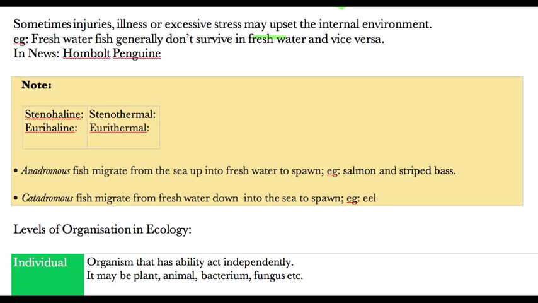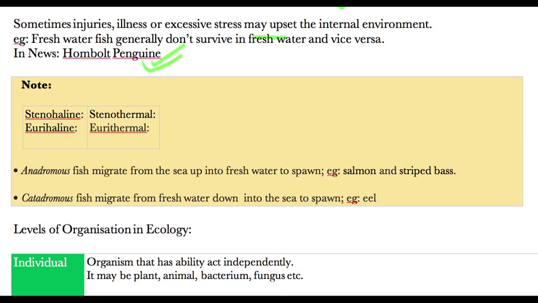Recently there was news about the Humboldt penguin, which you might have read. Humboldt penguins are generally found in Chile. They were brought to Mumbai Zoo, and many of them died. Why did they die? Because their external environment was changed. This can be one of the effects of changing the environment. The species have adapted to a particular type of environment, and if you do not provide all the things which were there, then they may die.